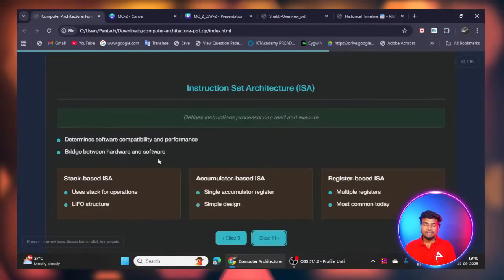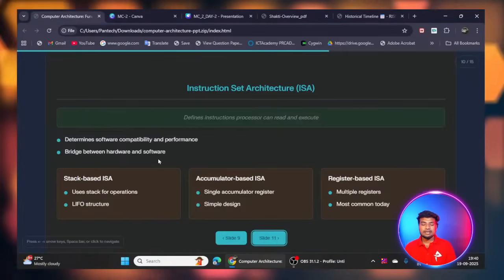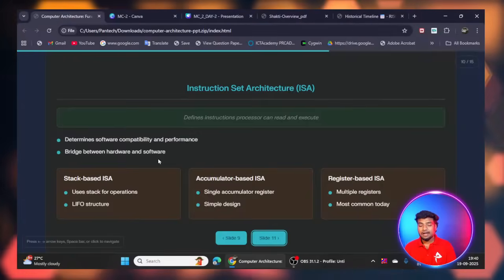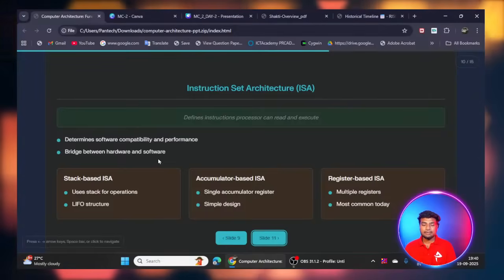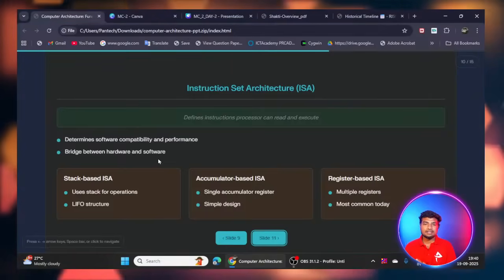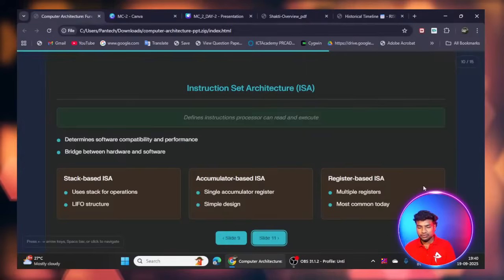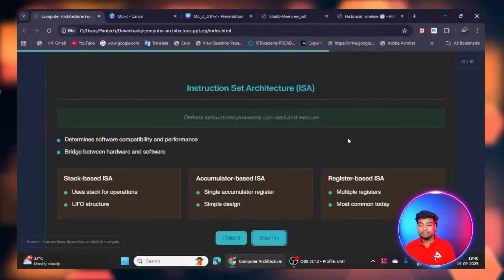There are three kinds of ISA: stack-based ISA, accumulator-based ISA, and register-based ISA. The stack-based one follows the last-in, first-out structure. We are mostly using the register-based ISA.